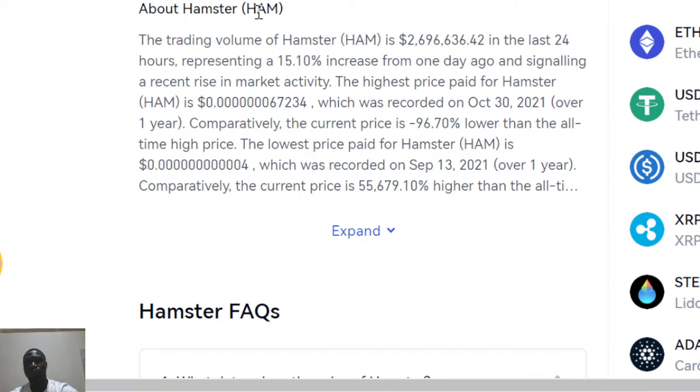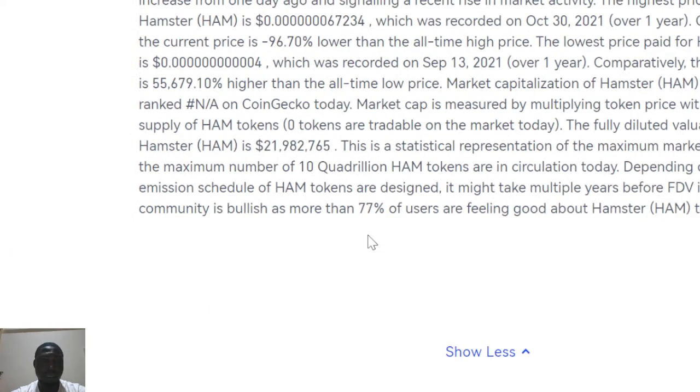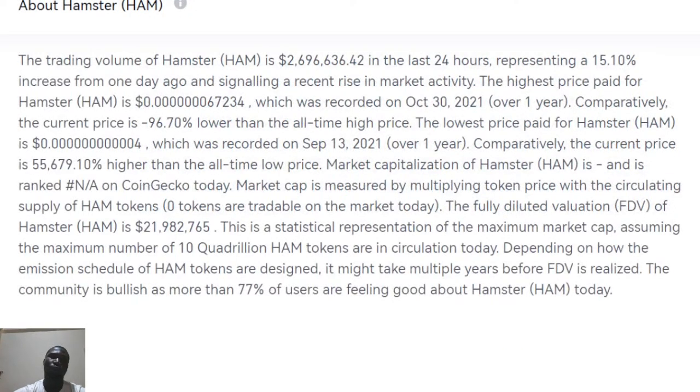Now, looking at the trading volume of this project over 24 hours, it is representing a 15.10% increase from a day ago. There's a recent rise in the market space, and it's a good sign that we should take note of when talking about what the project is really about. These are what we need to know when trying to analyze this project.